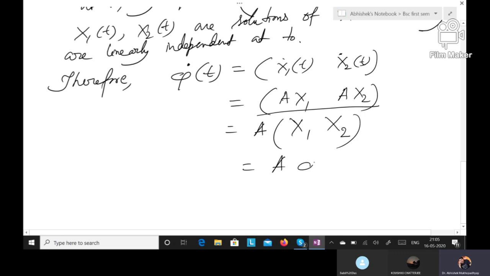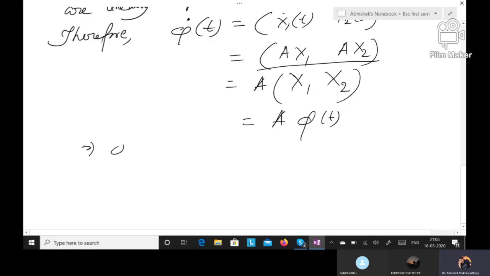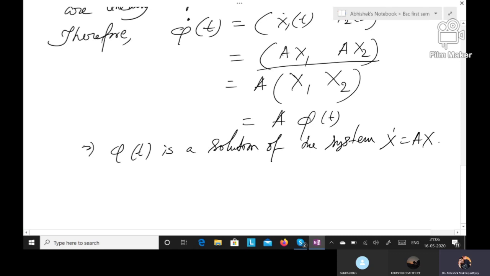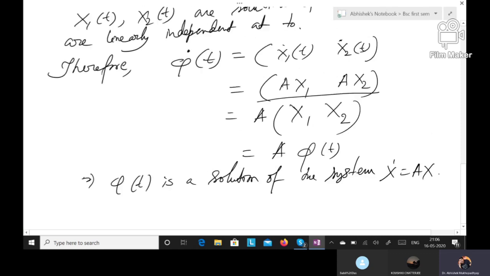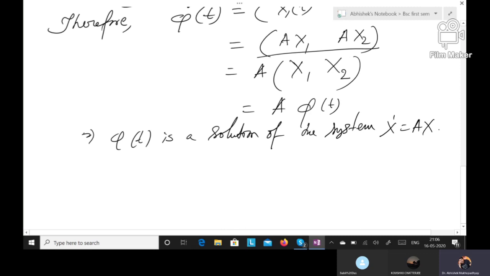And therefore it is a phi t. So this shows that phi t is a solution of the system x dot equal to Ax. So thus it satisfies the first condition.